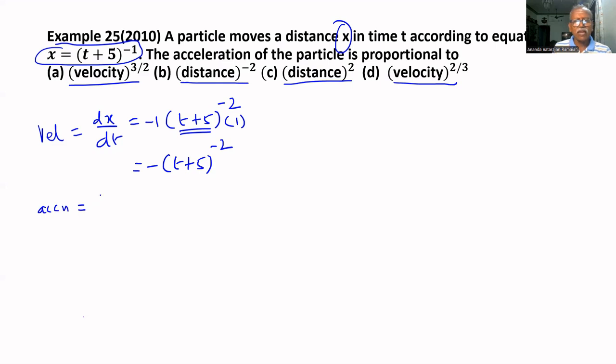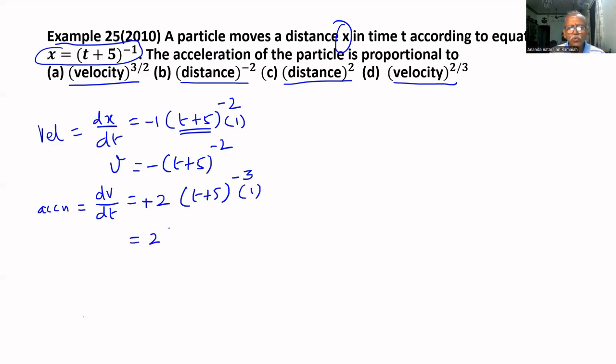Acceleration is equal to dv by dt, so we have to differentiate the velocity once again. If we differentiate this, minus of minus is plus 2, t plus 5 to the power minus 3, since minus 1 minus 2 is minus 3. If we differentiate the inside, you will get 1. So what you will get is 2 times t plus 5 to the power minus 3.